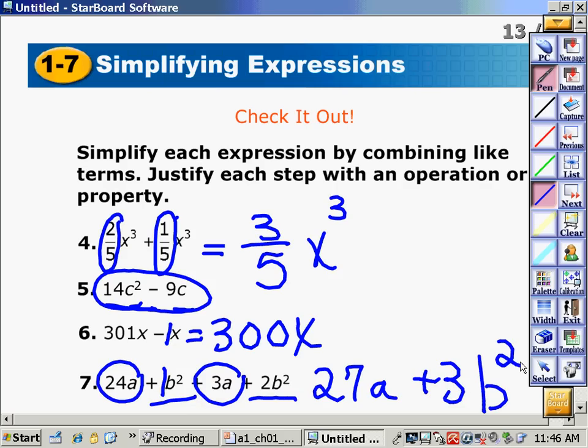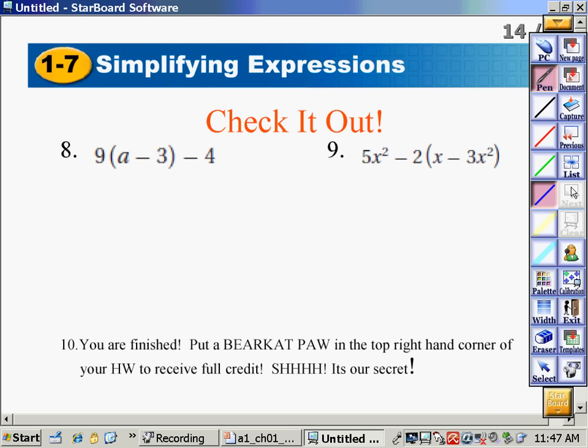Now you'll notice I write my b's kind of strange. I don't want them to look like 6's. So when you're in algebra, be really careful with your letters. All right, we are on our last page. I need you to try these 2 problems. Pause me for a moment and come back.